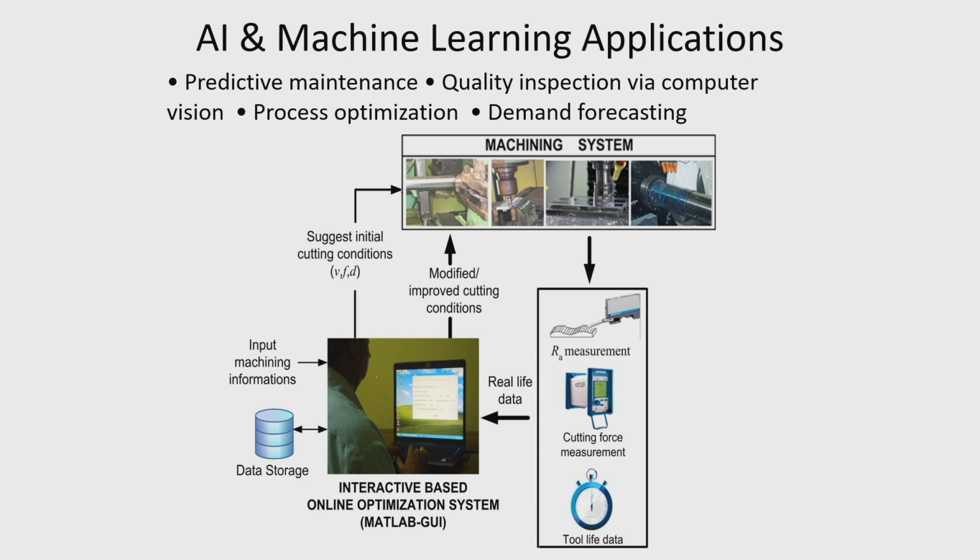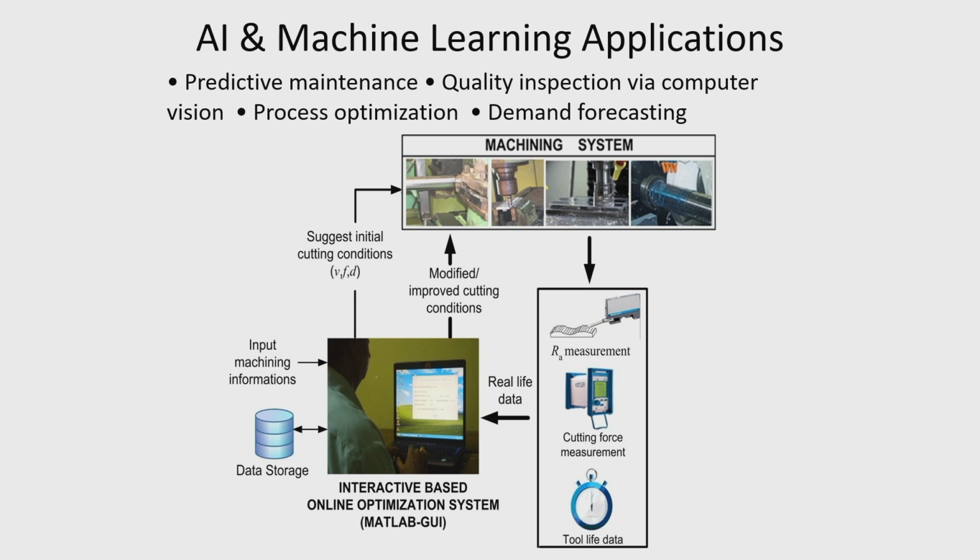AI and machine learning applications are also part of the smart factory. Predictive maintenance based on sensor feedback: you can predict whether there is a need for any maintenance. So that can be done. Quality inspection via computer vision can be done. Process optimization, online process optimization, can be done.